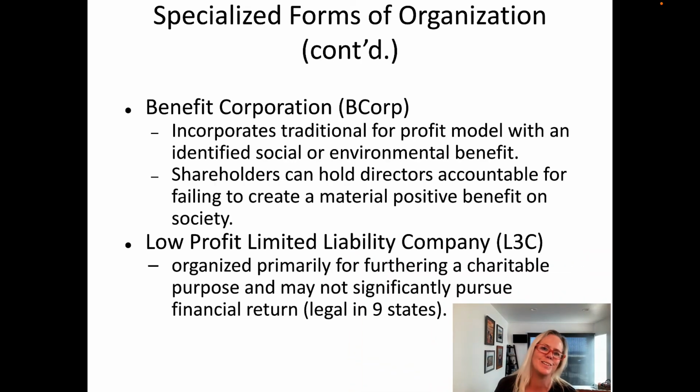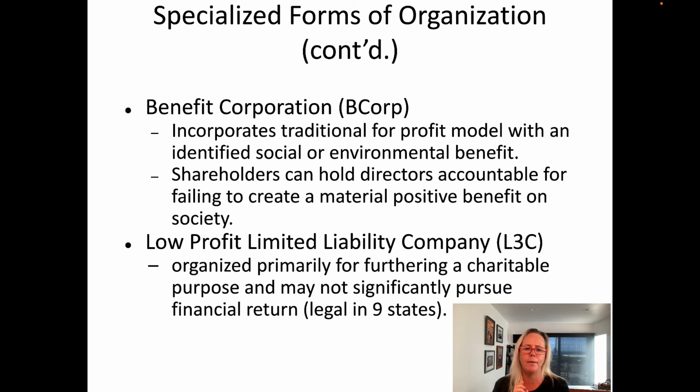Some additional specialized forms of organization. Benefit corporations, or B Corps, incorporate the traditional for-profit model with an identified social or environmental benefit. B Corps tend to be more of a certification in California. There is something called a public benefit corporation, but they're really rare. And most of the B Corps that you see tend to be more certifications rather than legal forms of organization. Typically, though, in a B Corp, the shareholders have the ability to hold the directors accountable for failing to create a positive material social benefit to society. And that can be social or environmental. So there's a little bit more accountability to shareholders with the B Corp.